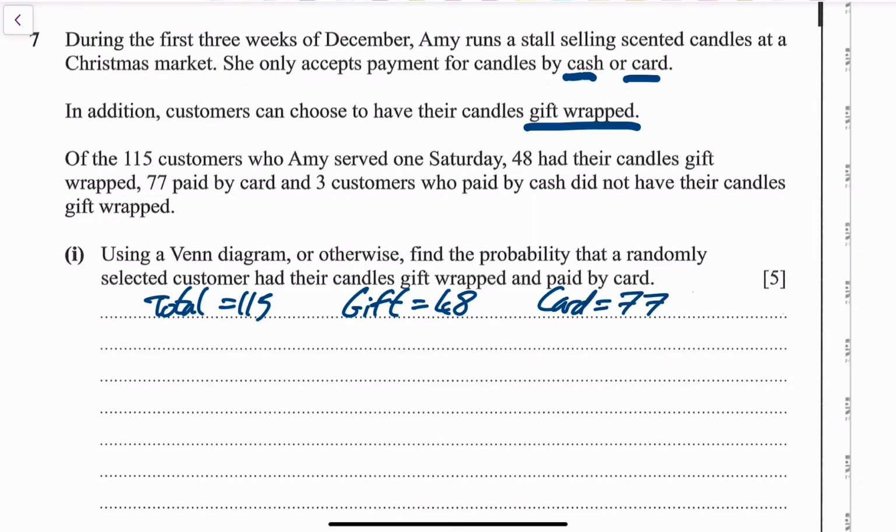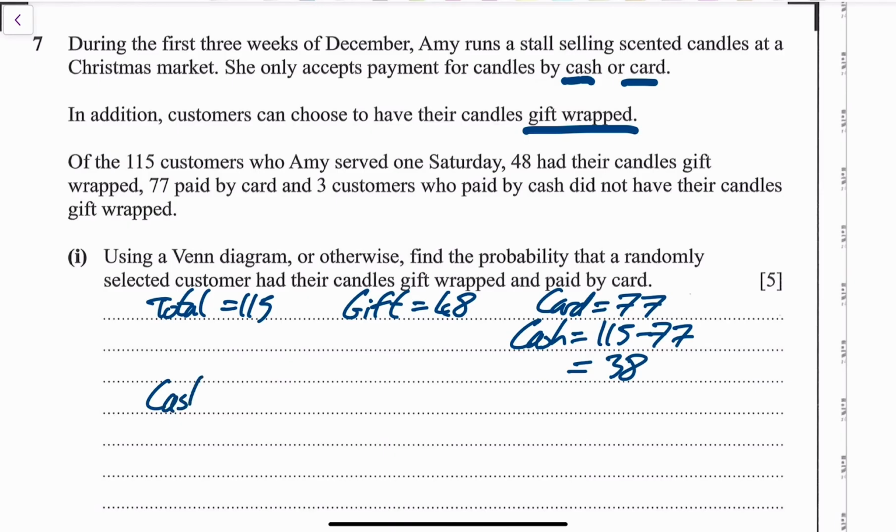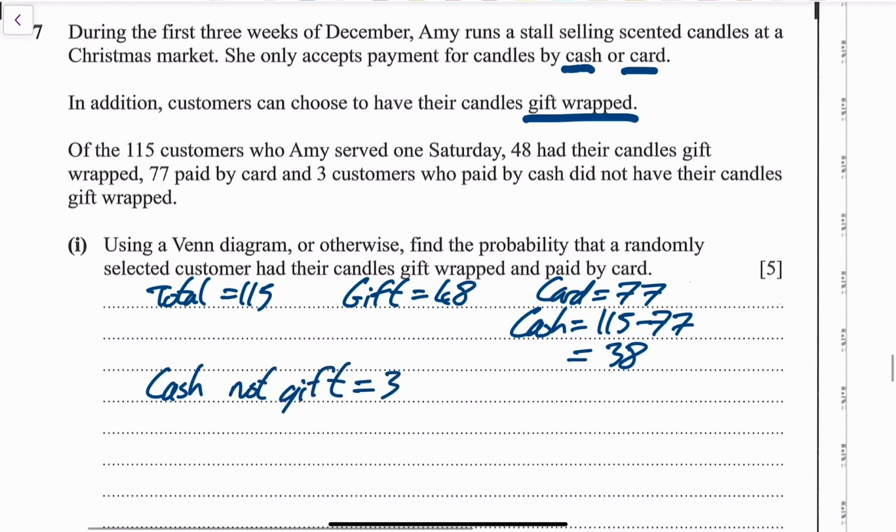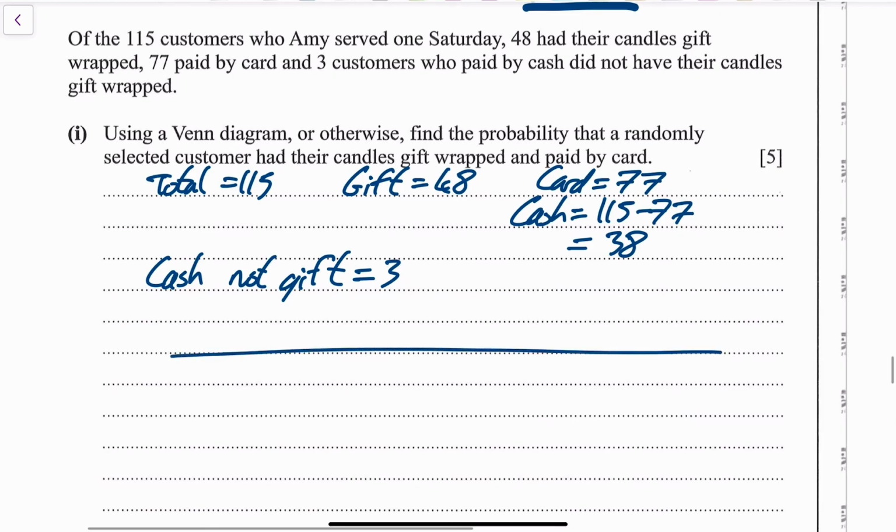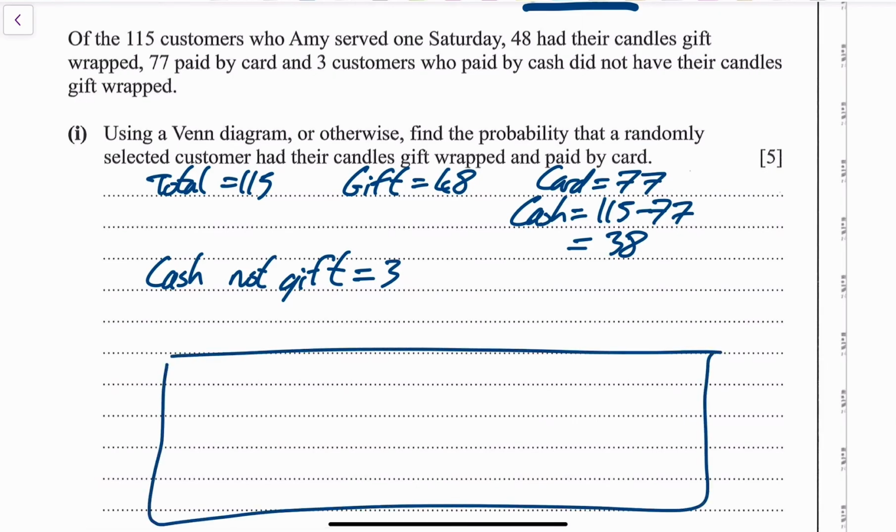There's something about 3 customers, but we'll forget about that for the next wee bit. We'll work out the cash first, so either pay by card or cash. Cash then would be 115 minus 77, which is 38 people. And we also know that 3 people paid by cash but did not get gift wrap, so cash but not gift wrapped was equal to 3. Okay, your Venn diagram, and there were so few people who got this.